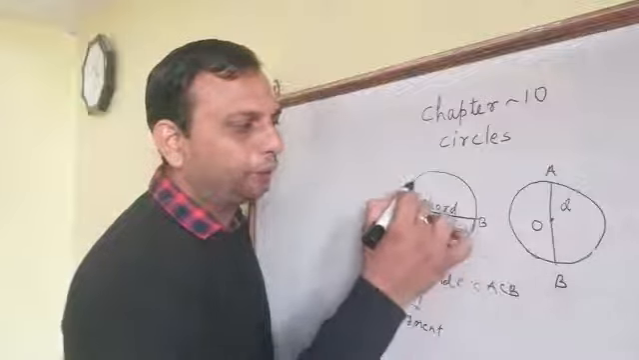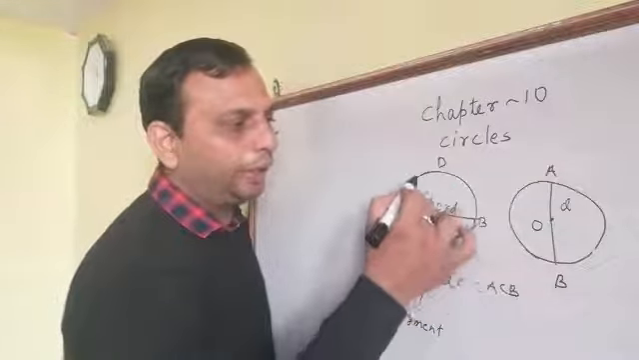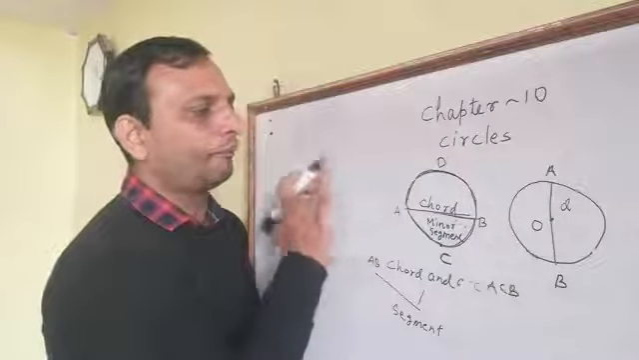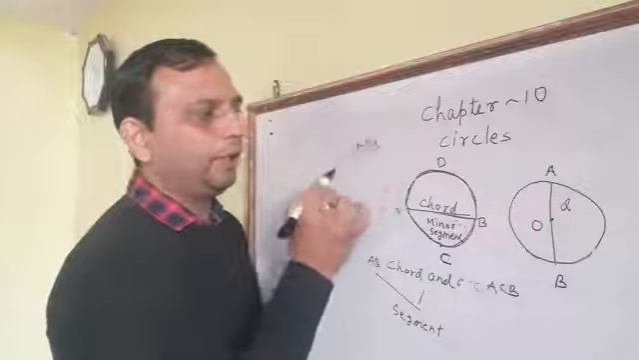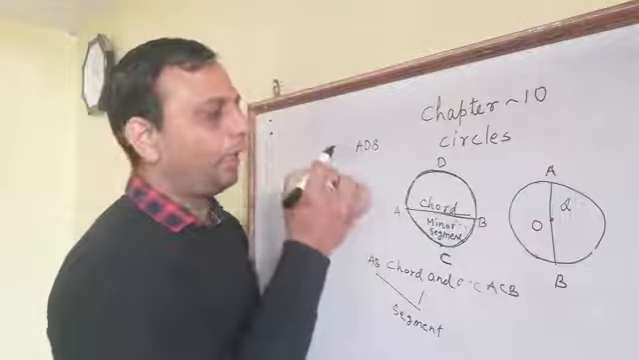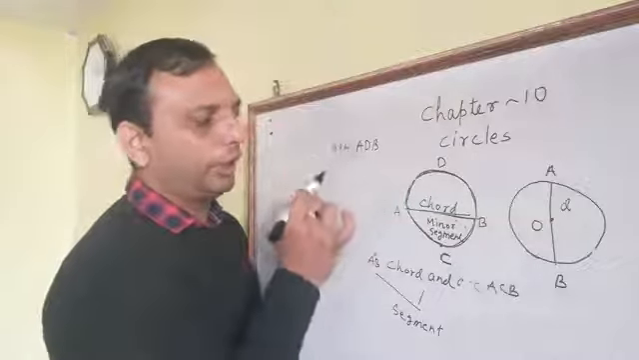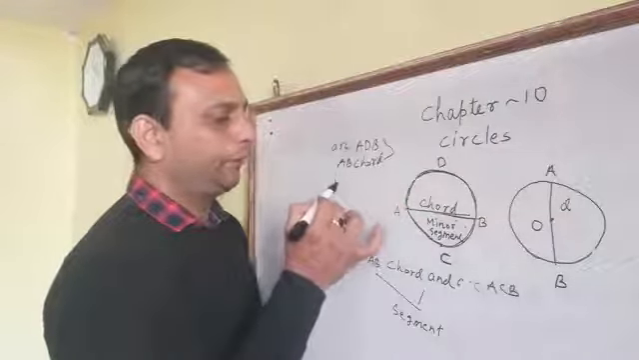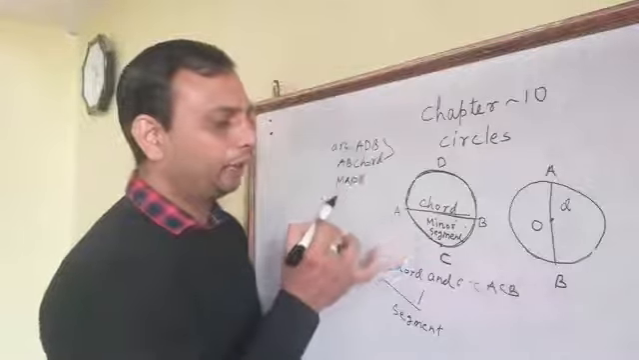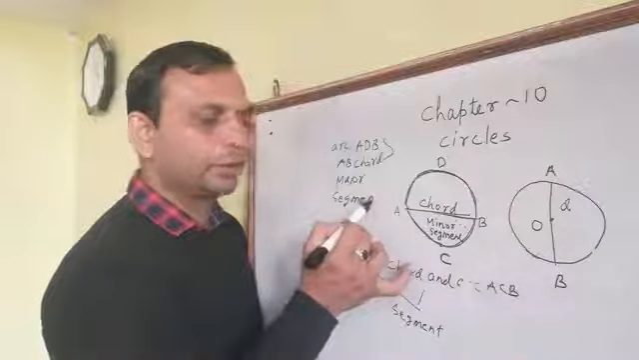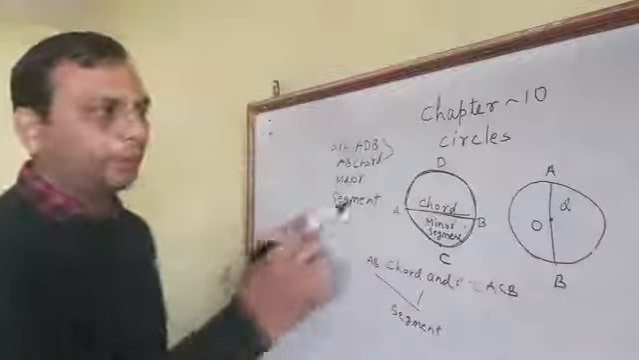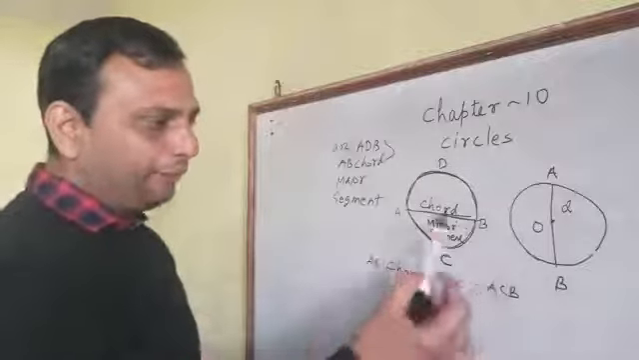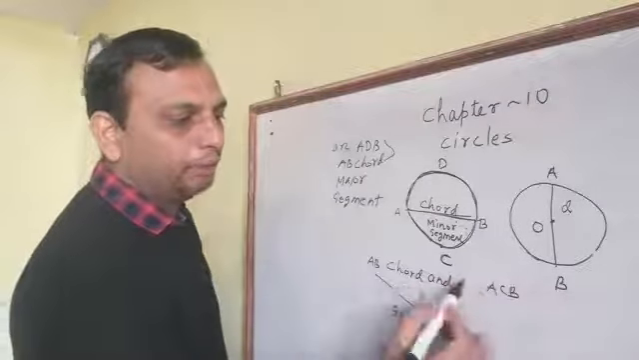And for this bigger part, suppose you take a point D here. ADB is the arc and AB is again the chord. This is called the major segment, because it is the bigger part. And ACB is the small part, so we call it the minor segment.